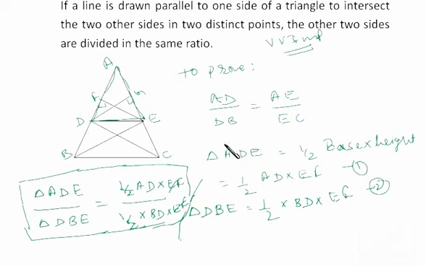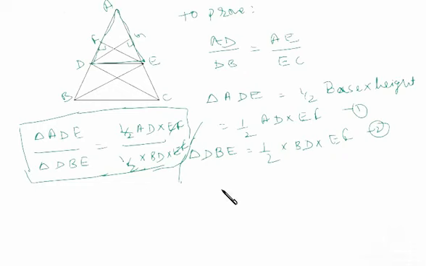Okay, now let's move forward. Now friends, we can calculate the area of triangle ADE in a different manner also. So in triangle ADE, in that case base is AE and altitude is DG. So area of triangle ADE is equal to half AE into DG.